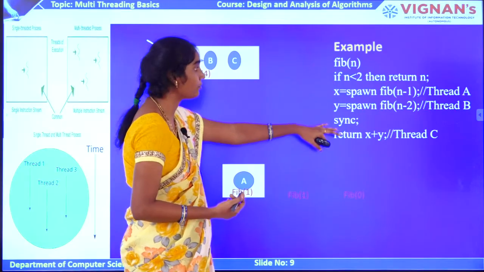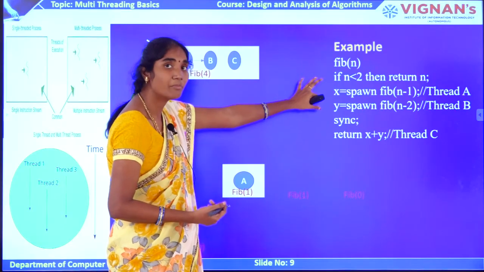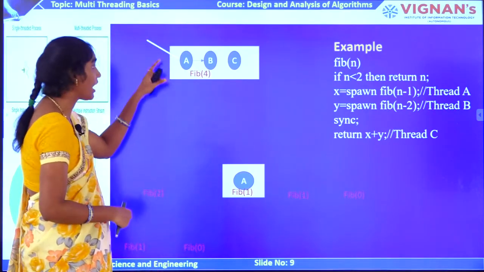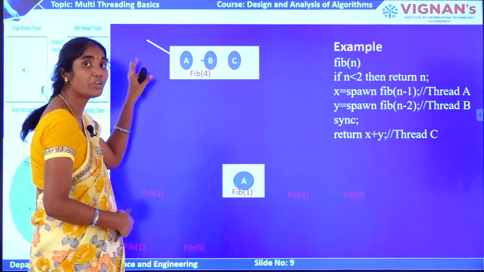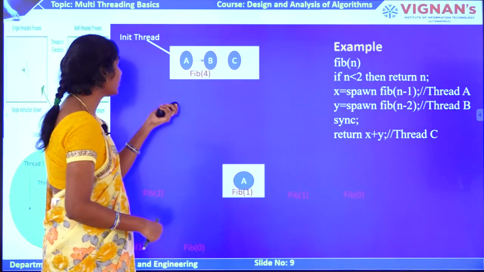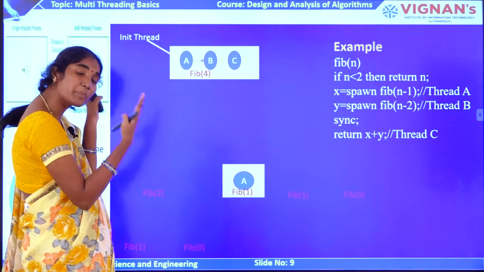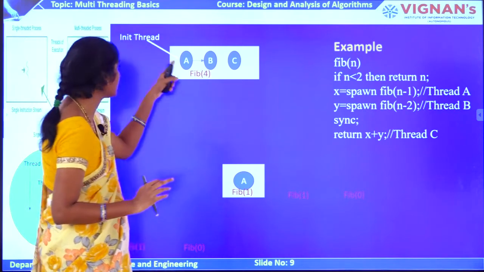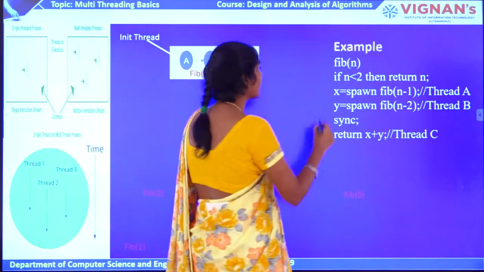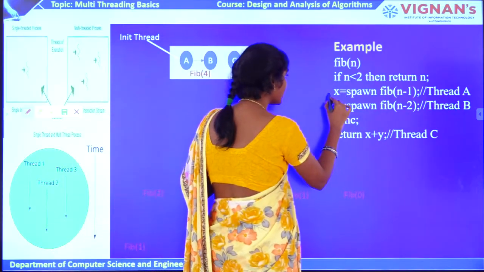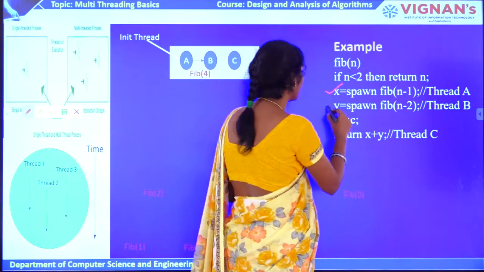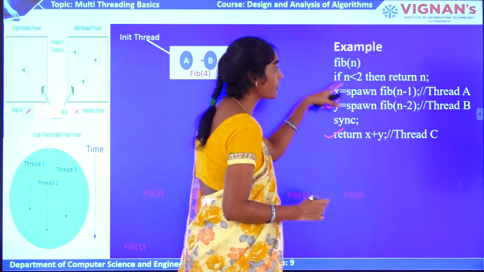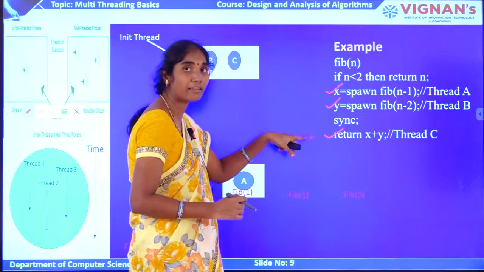So this is an example algorithm with multi-threading. This is a Fibonacci sequence generation algorithm with multi-threading, right? Initially I have A, B, C, representing three nodes. Here I am going to represent the DAG to generate Fibonacci of 4. The initial thread is A. What are the three threads? The first thread is finding the fib of n minus 1 value, the second thread is fib of n minus 2, and the third thread is returning x plus y. The first thread I am showcasing with A, the second one B, and the third one C.